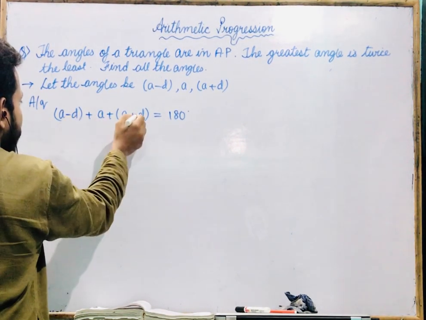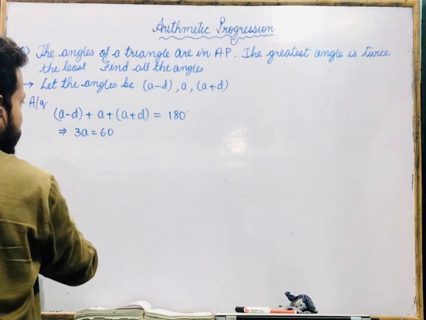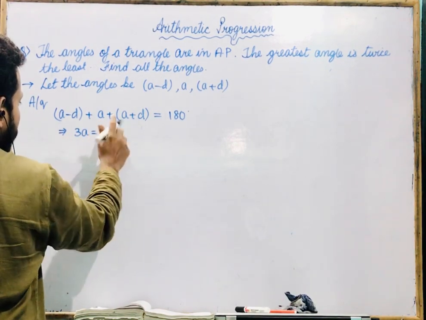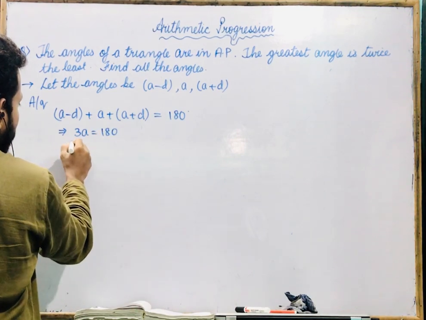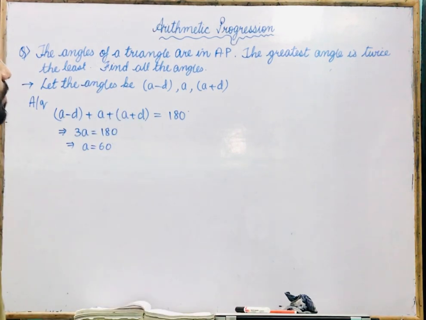So here minus D and plus D get cancelled. We have 3A equals to 60. Sorry, 180. 3A equals to 180. So A equals to 60. So one of the angles we have got.